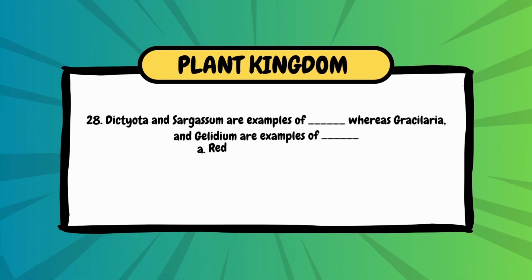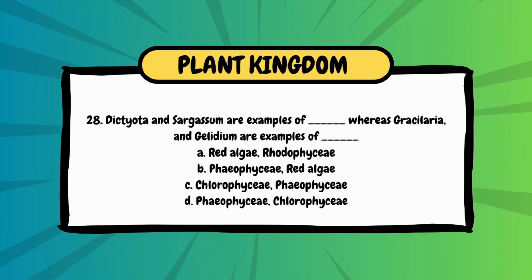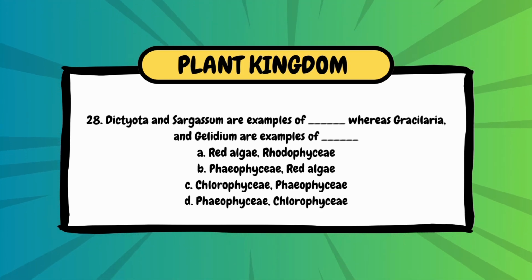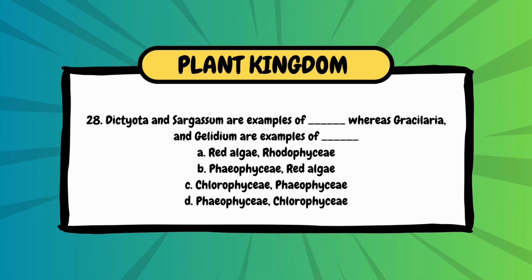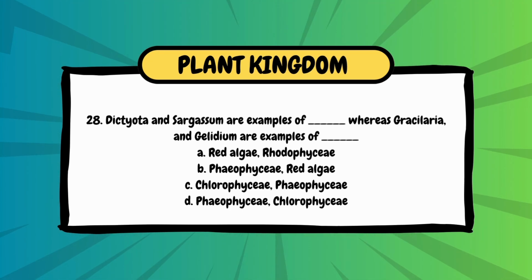28. Dictyota and Sargassum are examples of dash, whereas Gracilaria and Gelidium are examples of dash. A. Red algae, Rhodophyceae. B. Phaeophyceae, red algae, C. Chlorophyceae, Phaeophyceae. D. Phaeophyceae, Chlorophyceae.